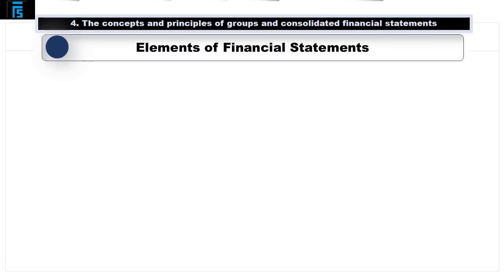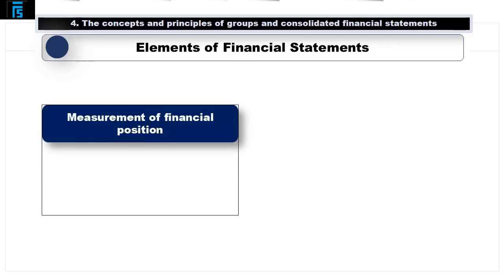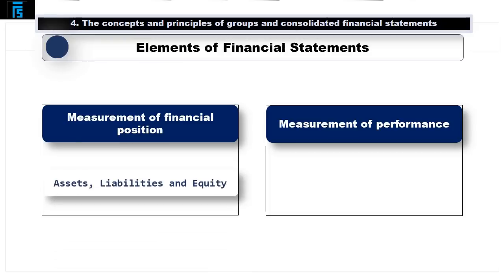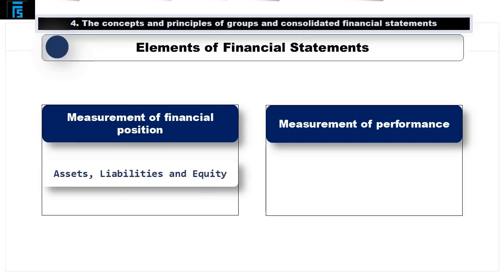With that introduction over, we can now proceed to discuss the elements of financial statements, the core topic of this module. The framework mentions 5 key elements, splitting them into 2 categories: elements related to the measurement of financial position and elements related to the measurement of performance. The first category includes assets, liabilities, and equity, whereas the second comprises income and expenses.